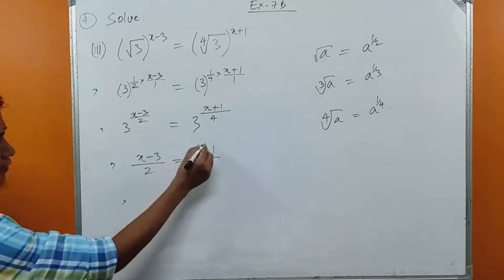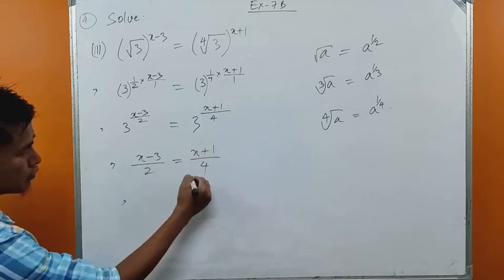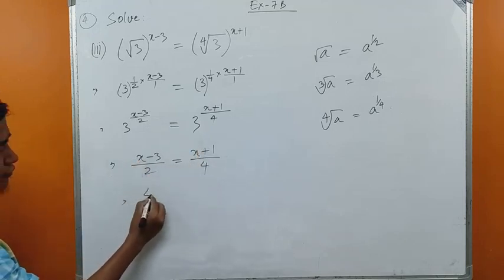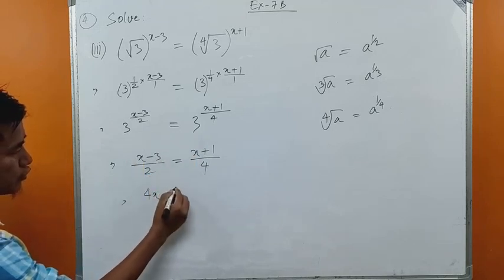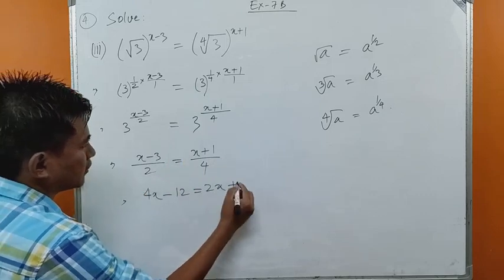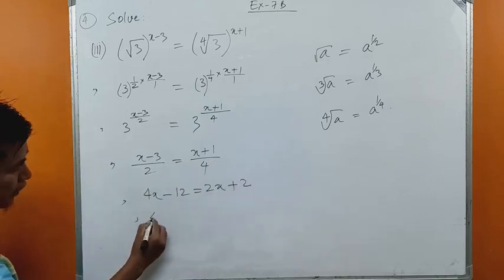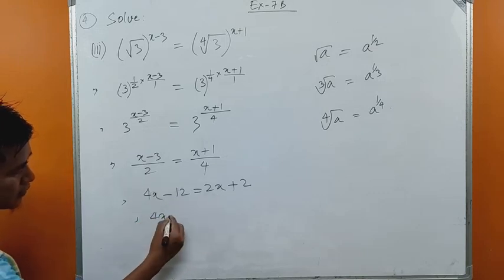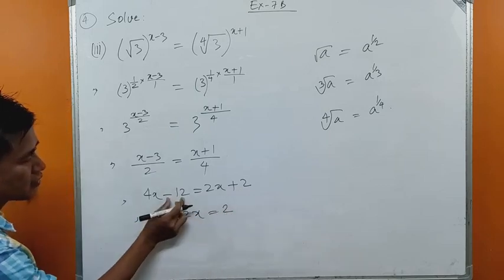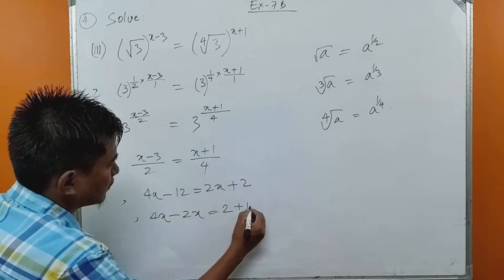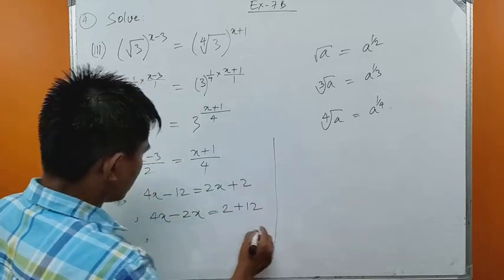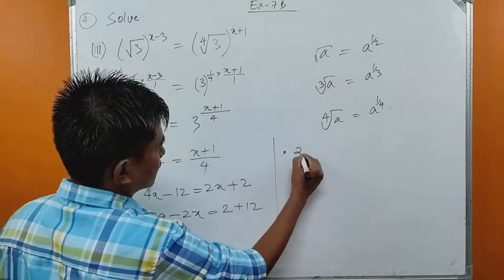Now you can just cancel this number here also, 2 1s are 2, 2 2s are 4, or if you don't understand this, just simply cross multiply. Okay, 4 into x is 4x minus 4 3s are 12 equals to 2 into x is 2x plus 2 1s are 2. Now let us bring this 2x to the left hand side, minus 2x, plus 2 is already in the right hand side. Now let us take this minus 12 to the right hand side, plus 12. So 4x minus 2x is 2x.